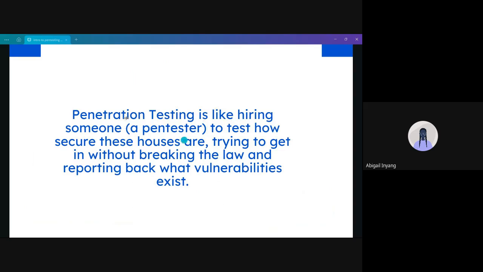So now, what is penetration testing? Penetration testing is like hiring someone. Who is this someone? The person you're hiring is a pen tester. So penetration testing is hiring a pen tester to test how secure these houses are. The pen tester is going to try to break into the house without breaking laws, the laws and regulations in place here.